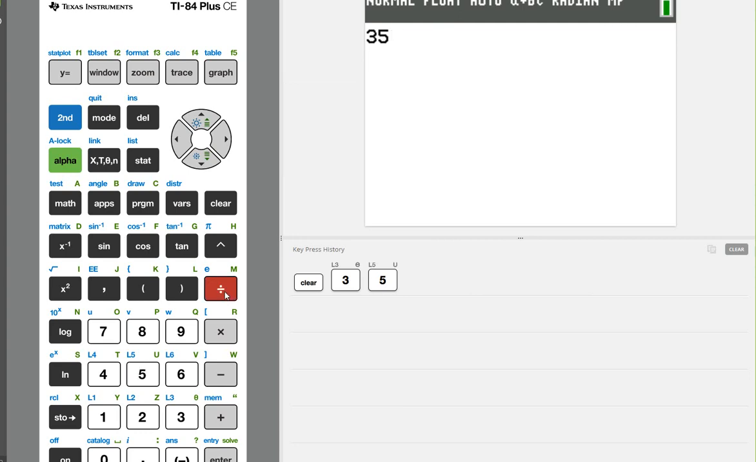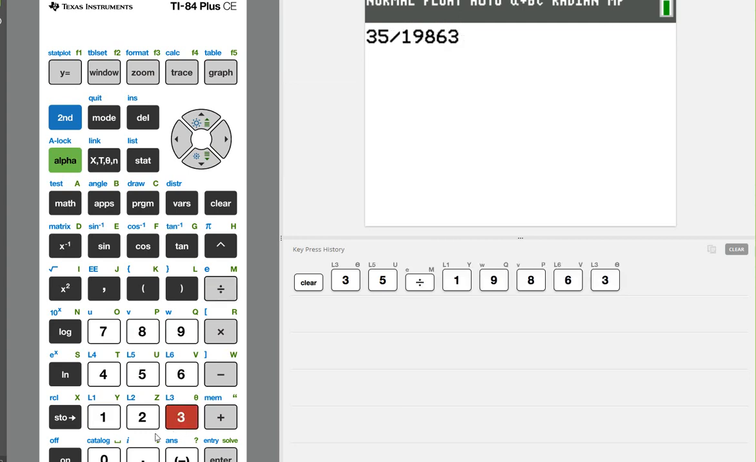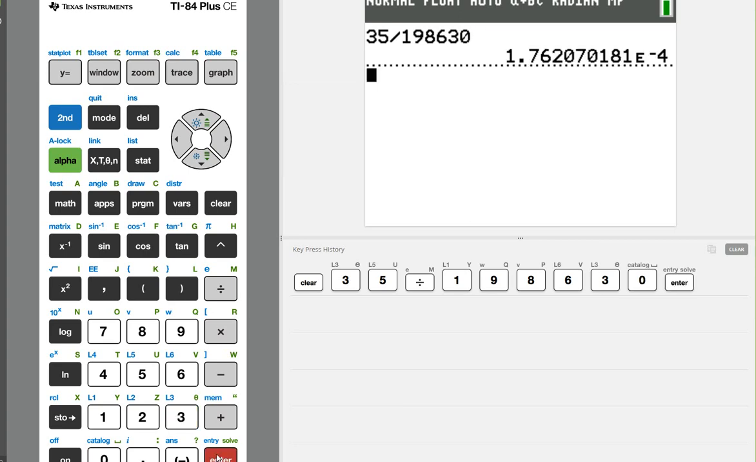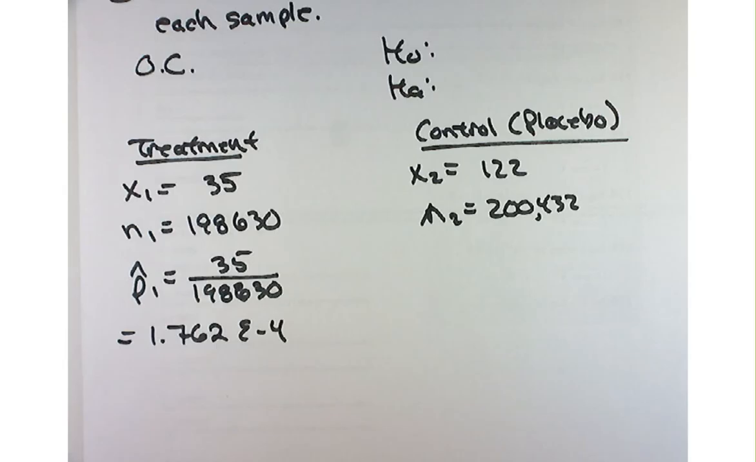35 divided by 198,630. And I get 1.762. Call it 762. Yeah, 762. That looks kind of funny, until you look all the way at the right end of this. It says E negative 4. What's that E negative 4 all about?